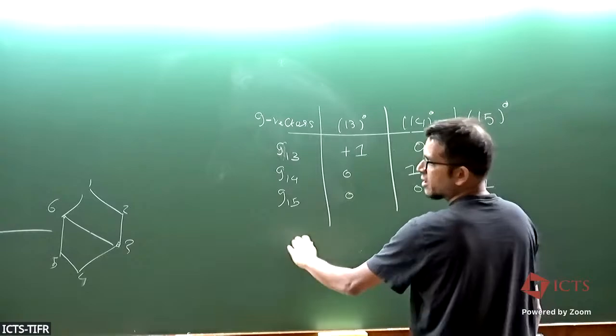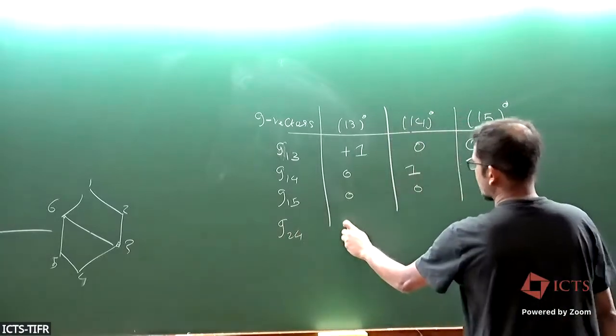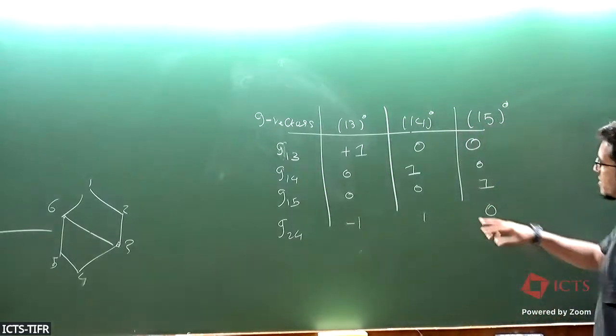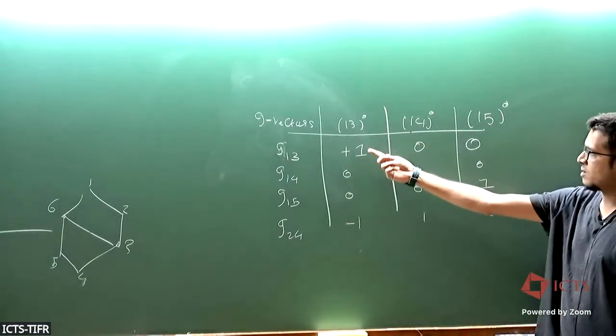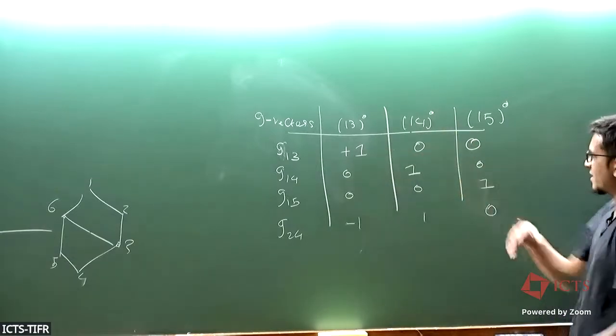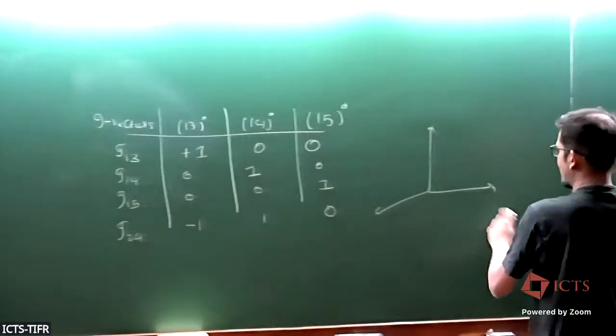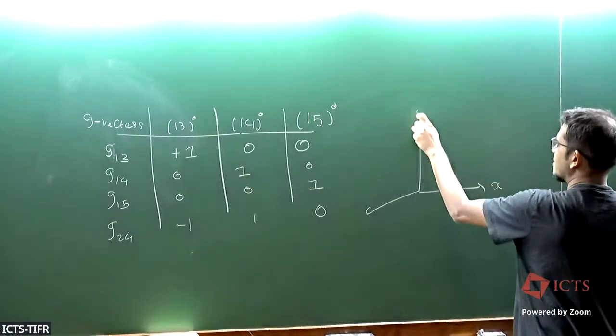and so on and so forth. I'll just write one more. G24 is -1, 1, 0. But of course, there are three. These vectors are, as you can see, in 3-dimensional space. So these vectors are all spanning some 3-dimensional space, R3.